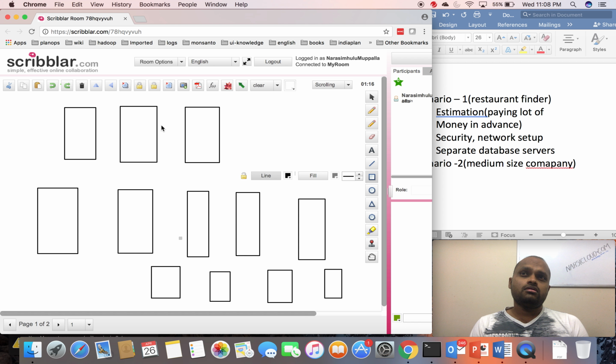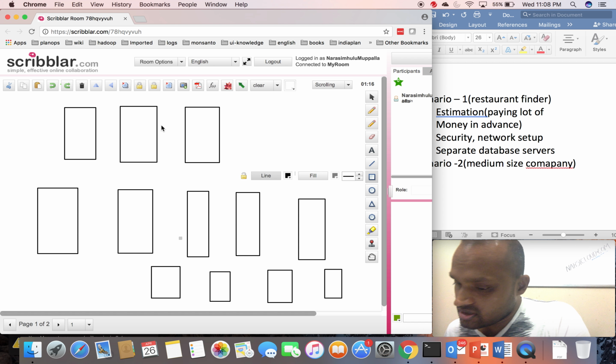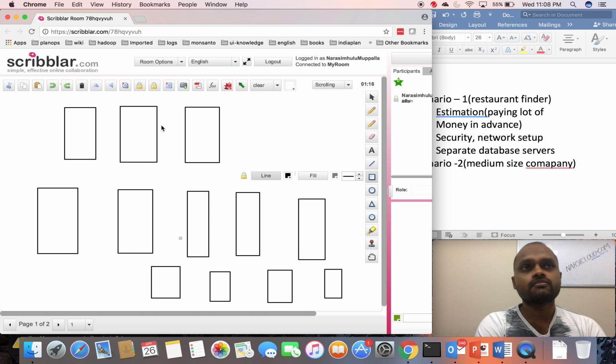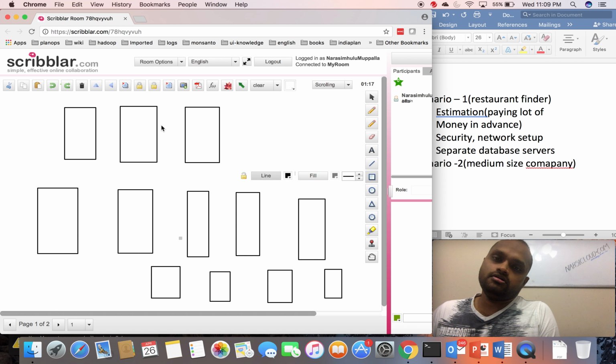Yeah, so that's a very basic point of cloud. And there are three types of cloud computing: infrastructure as a service, which is IaaS, platform as a service, PaaS, and software as a service. I will give you a one-liner about each of these services, and in the upcoming videos we can go into detail on each one of them.